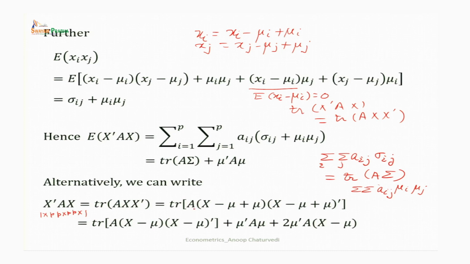So, you have trace of A x x transpose, and then we write x equal to x minus mu plus mu, and similarly we write x transpose as (x minus mu plus mu) transpose. So, you get trace of A (x minus mu)(x minus mu) transpose plus mu transpose A mu, because trace of A mu mu transpose is equal to mu transpose A mu, plus twice mu transpose A (x minus mu), and then we take expectation of x transpose A x.